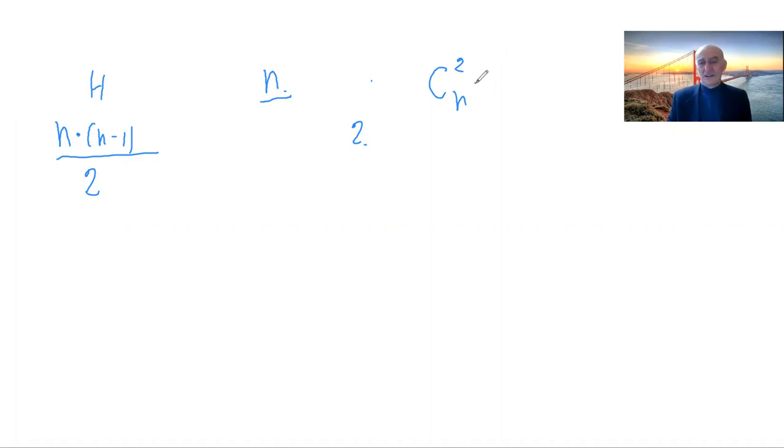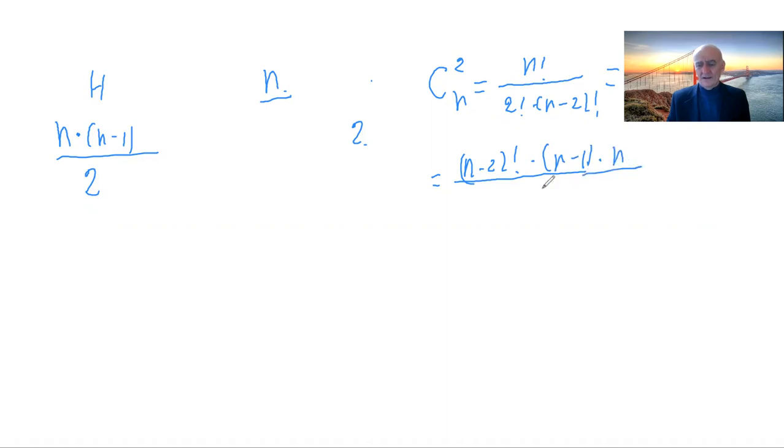And you can check, we will have this same answer. Let's check n factorial divided by 2 factorial times n minus 2 factorial. And I can simplify it. N factorial I can represent as n minus 2 factorial times n minus 1 times n, and 2 times n minus 2 factorial. So I have the same answer, n times n minus 1 divided by 2.